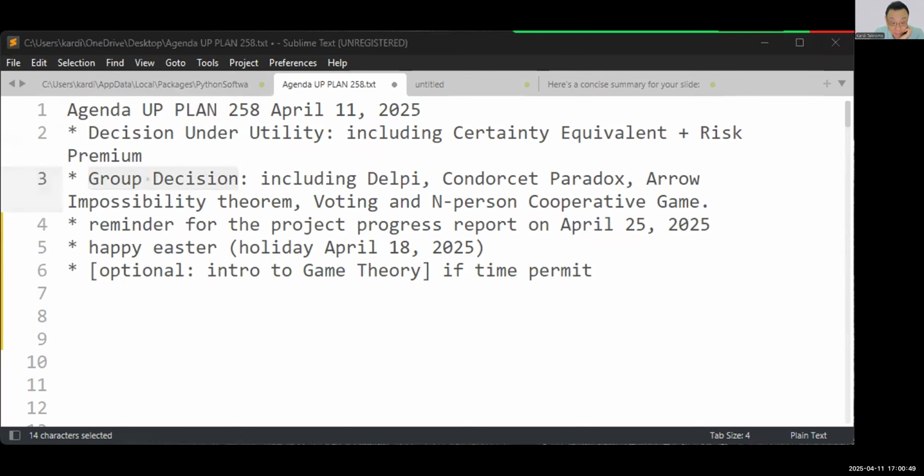Everyone can see my screen? Just the meeting agenda, sir. Huh? Just the meeting agenda. Oh, yeah, the meeting agenda.